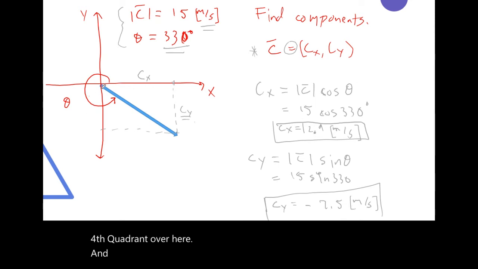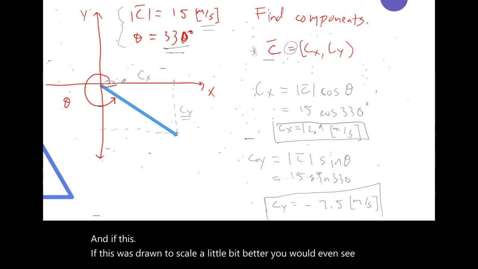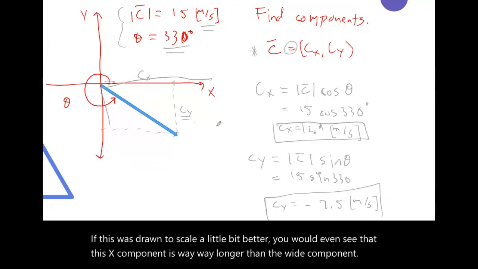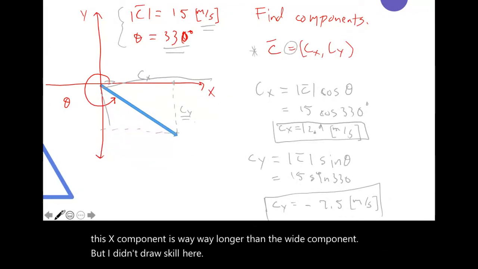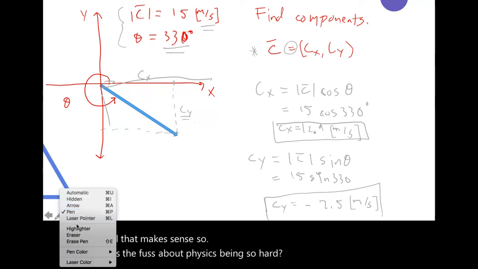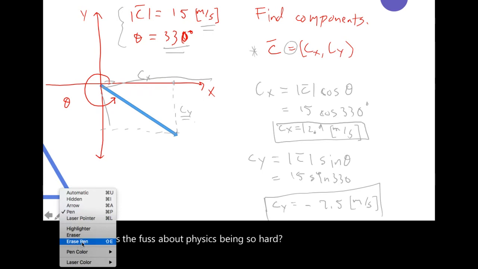And if this was drawn to scale a little bit better, you would even see that this x component is way, way longer than the y component. But I didn't draw it to scale here. So, all right, cool. It's not so bad. All that makes sense. So, what's the fuss about physics being so hard? So again, we're just getting started. All this is just kind of a foundation we're trying to build.